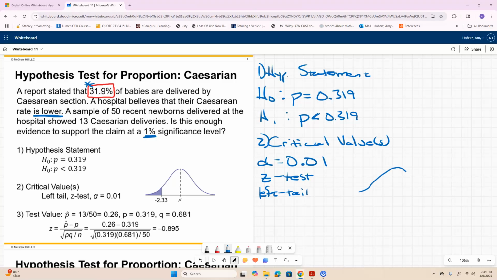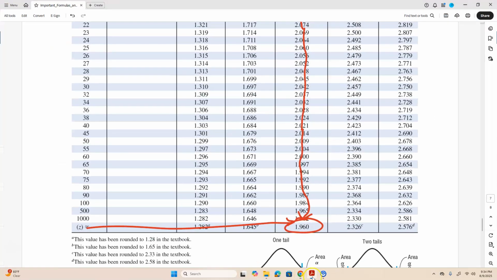So we draw our picture. We're only worried about this left-hand side. We're only worried about the less than side. And so we don't have to worry about the right side, only the left, so only one tail. So left tail, z-test, alpha 0.01 is what we're looking for on the chart.